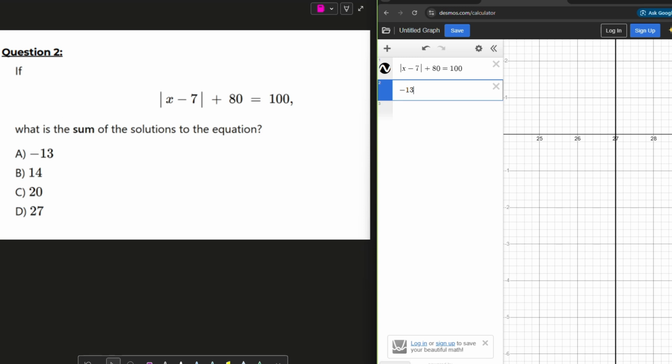And we are asked what is the sum of the solutions. So it will be negative 13 plus 27. And if I add them, I will get 14. The answer is B.